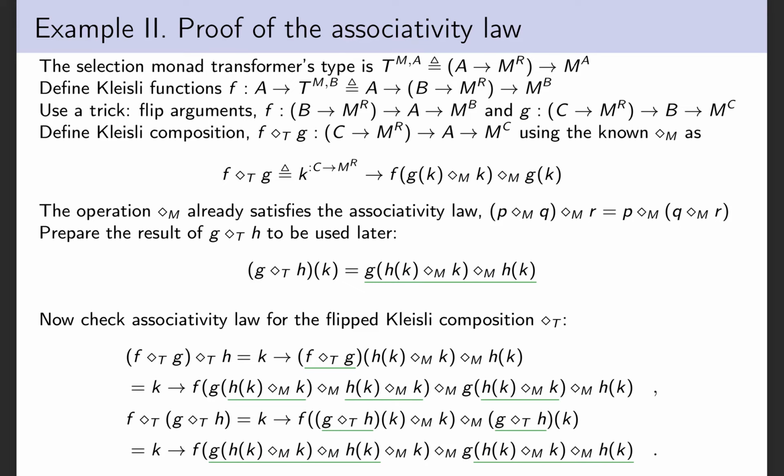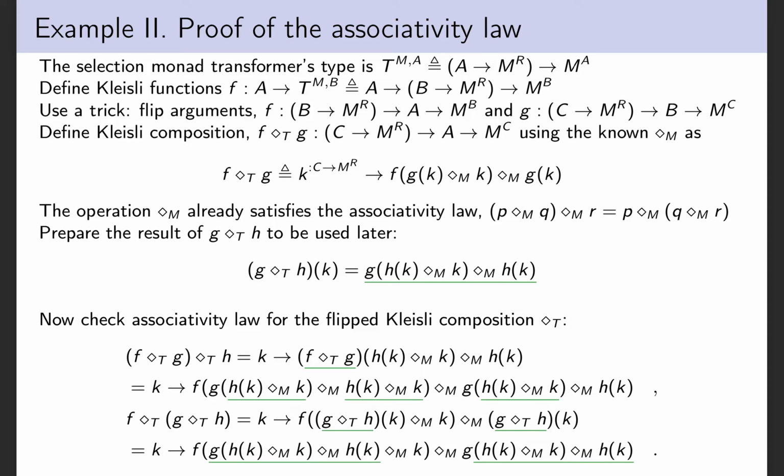Why? Well, you can reason about it by saying, well, first I need to get F, which is this, from B to MR, A to MB, into C to MR, B to MC. So now how do I combine these things so that I get what I want? I need C to MR to A to MC. So then you combine like this.